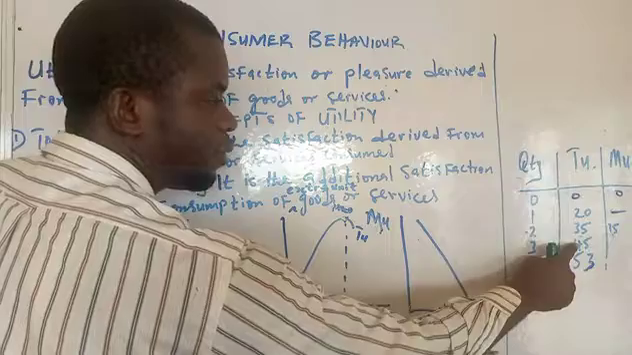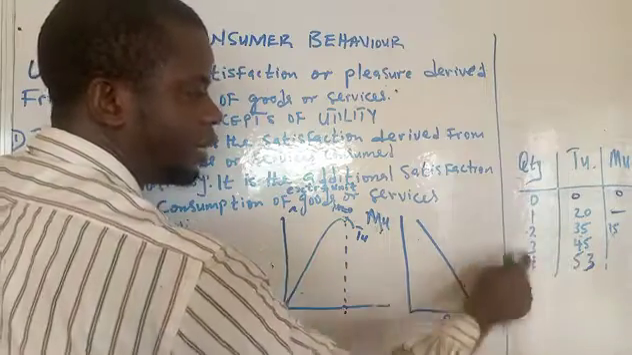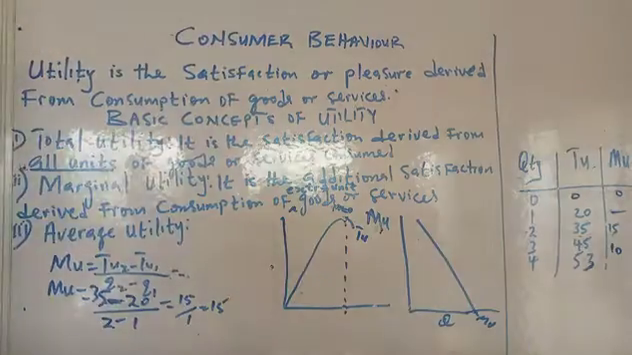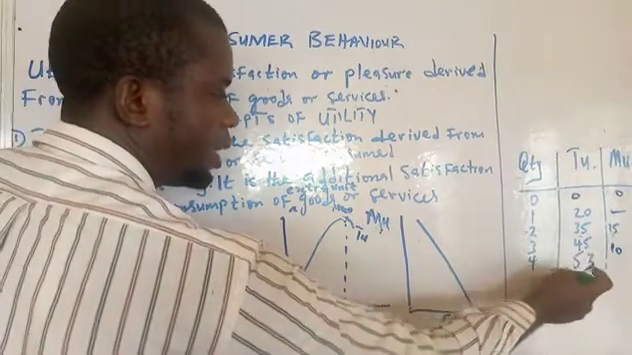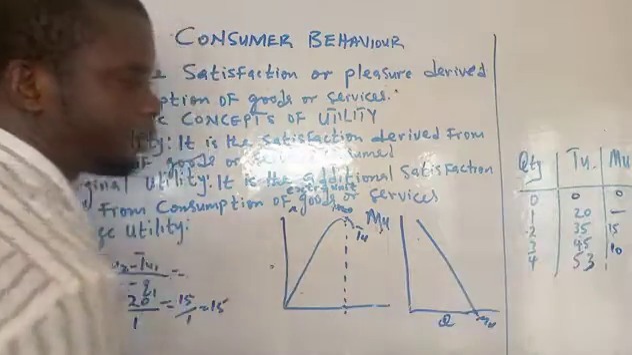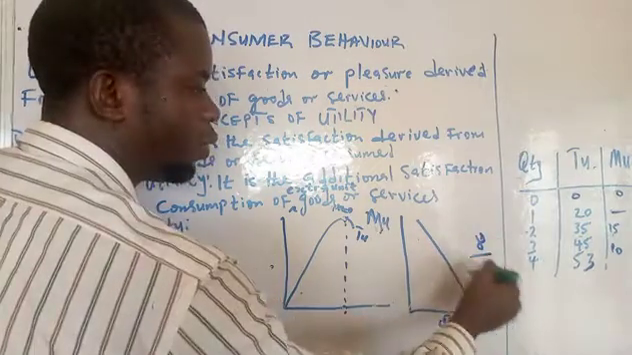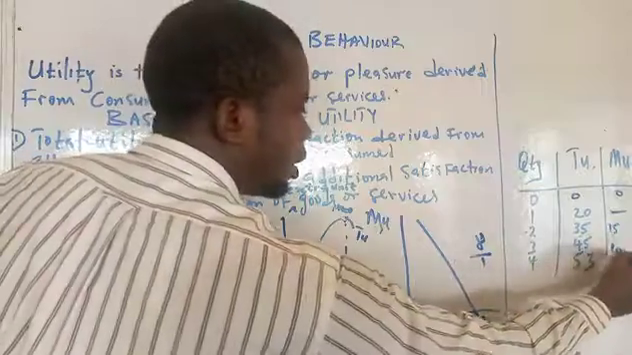The same thing, I'm looking for this. This is going to be 45 minus 35. That is 10. 2 minus 1, that is 10 over 1. I'm going to have 10. The same procedure. If you do this like that, you're going to get the same thing. 53 minus 45, that's 8. 4 minus 3 is 1, so 8 over 1. That is 8. That's marginal utility.